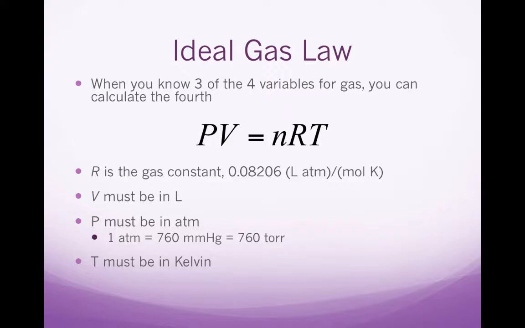Down here under pressure, I have conversions for you. If you are ever given a pressure in millimeters of mercury or torr, you'll have to convert it to atmospheres. But 1 atmosphere is equal to 760 millimeters of mercury, which is equal to 760 torr. So if you know 3 of the 4 variables for gas, you can calculate the 4th. For example, if I know pressure, volume, and number of moles, I can calculate the temperature of the gas. If I know volume, number of moles, and temperature, I can calculate the pressure. If I know pressure, number of moles, and temperature, I can calculate the volume. If I know pressure, volume, and temperature, I can calculate the number of moles, and so on and so forth.